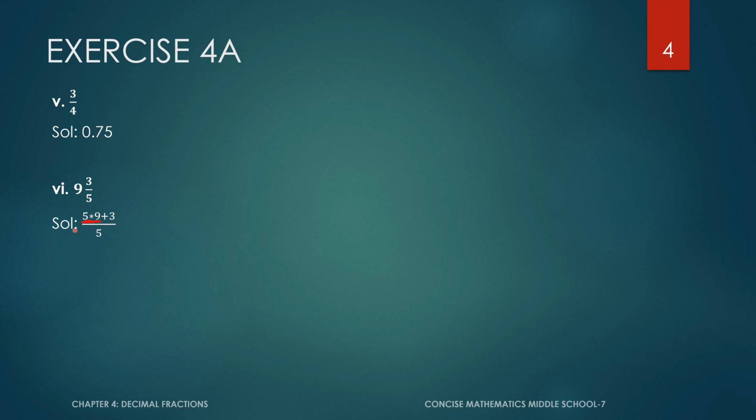So 9 5s are 45 plus 3. So it will be 48 by 5. Just divide this 48 by 5 and you will get 9.6.